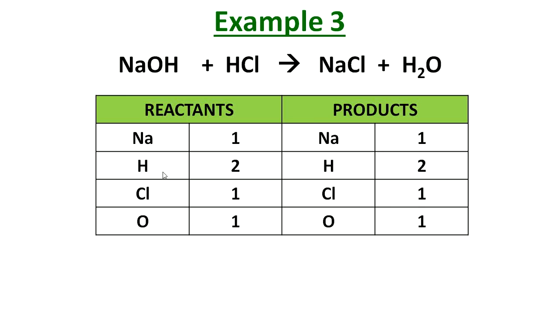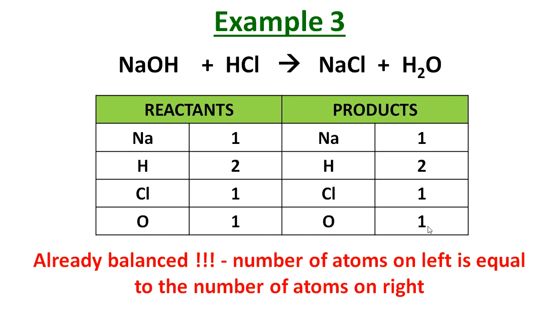Example 3. I've done the same thing, identified the different types of elements, the number of different types of atoms in the reactant and in the product, and in this case all of them are already equal, so they are already balanced. The number of atoms on the left is equal to the number of atoms on the right.